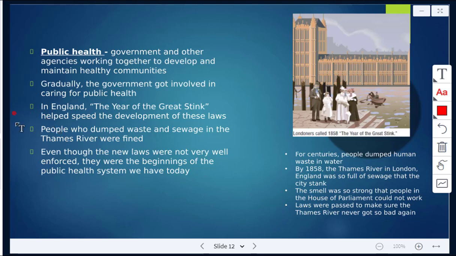Okay, people that were dumping waste or sewage in the Thames River started to get fined, and they may not have been laws that were very well enforced, but it was the beginning of the public health system that we have today.